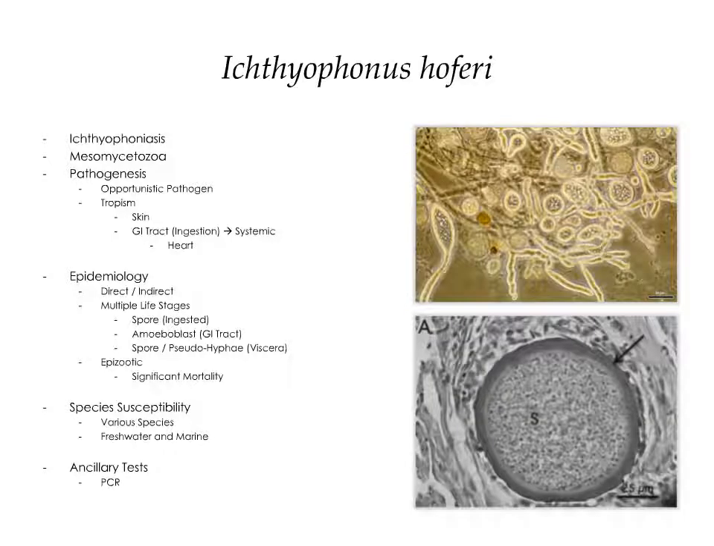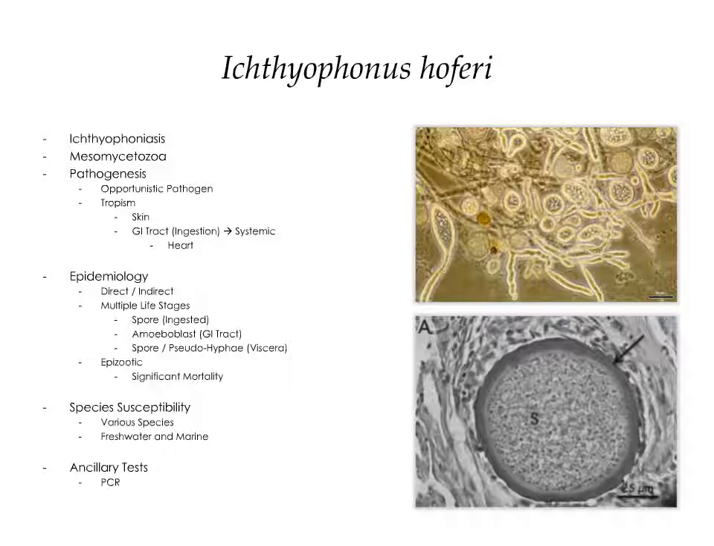Ichthyophonus hoferi is the agent responsible for Ichthyophonyiasis. This is a mesomycetozoan. Ichthyophonus is an opportunistic pathogen with a tropism for the skin. Gastrointestinal infections can also occur via ingestion. This will result in a systemic infection with a predilection for the heart.